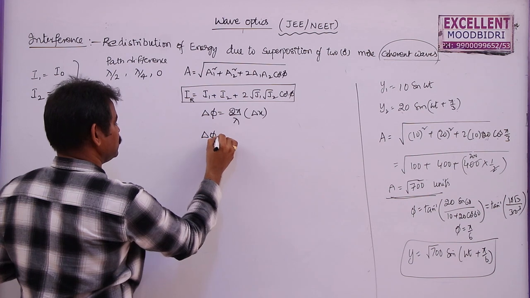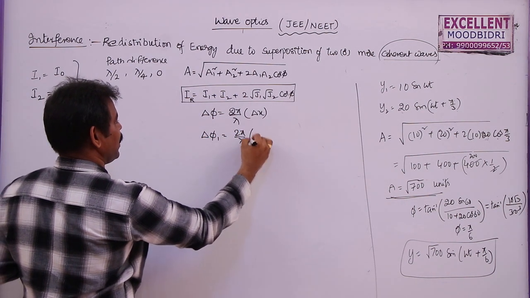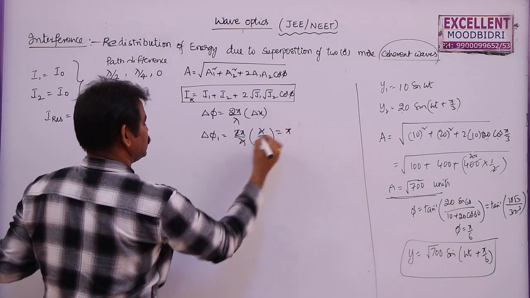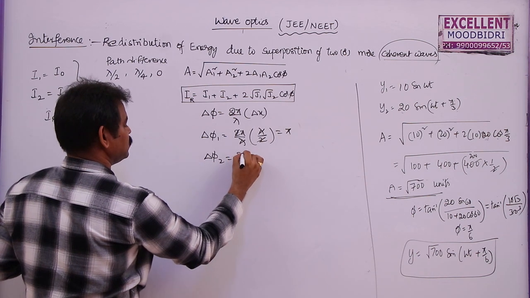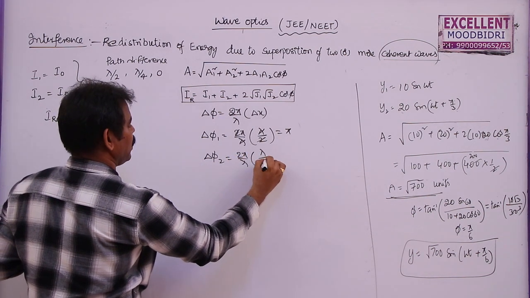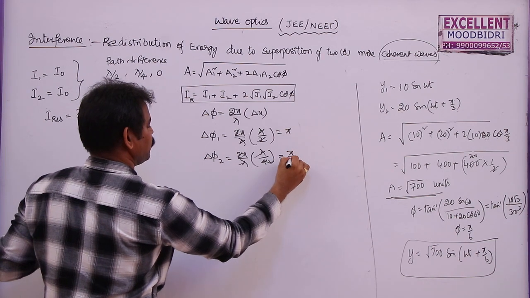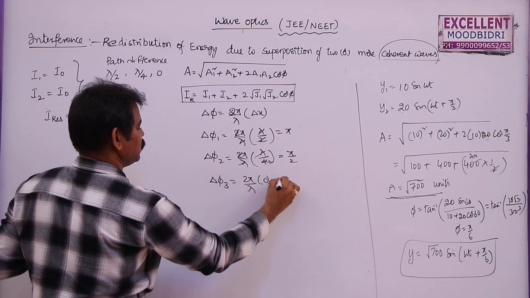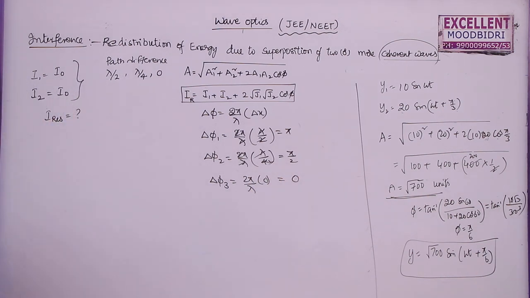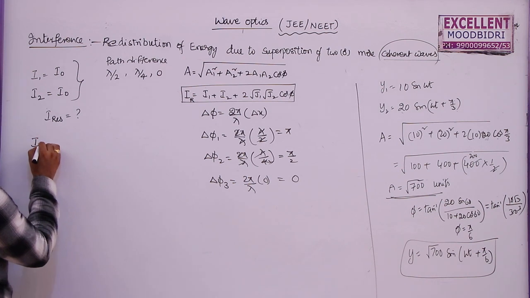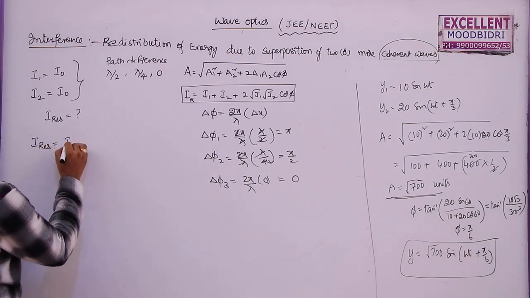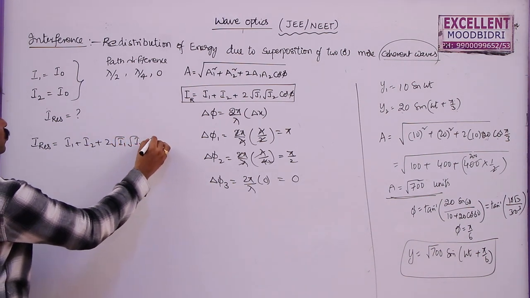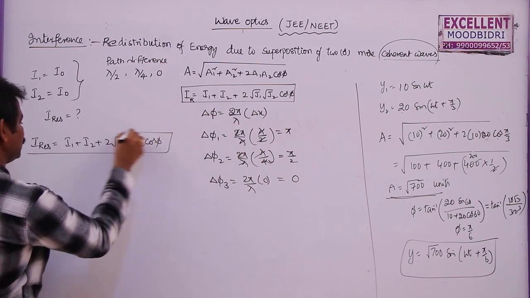In the first case, the phase difference is 2 pi by lambda into lambda by 2, where the lambda and 2 cancel, giving pi. In the second case, it is 2 pi by lambda into lambda by 4, which is pi by 2. In the third case, the phase difference is 2 pi by lambda into 0, so the phase difference is 0. The resultant intensity is given by I1 plus I2 plus 2 root I1 I2 cos phi. This is the expression we are going to use.